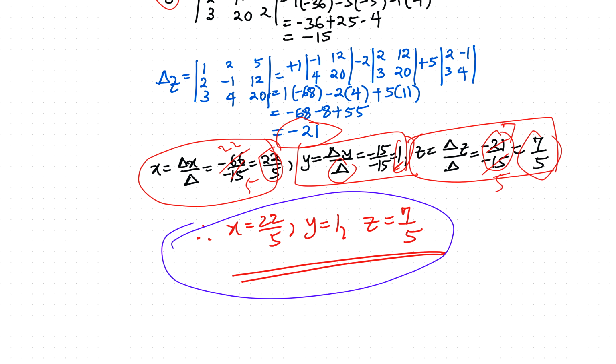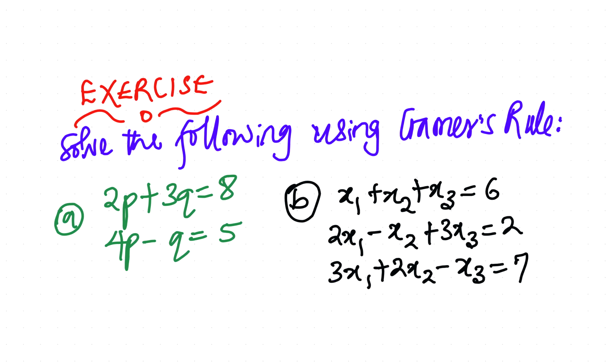So to try your hands, you can check out this exercise. Solve the following using Cramer's rule. A, 2p plus 3q equals 8. 4p minus q is 5. B, x1 plus x2 plus x3 is 6. 2x1 minus x2 plus 3x3 is 2. 3x1 plus 2x2 minus x3 is 7.